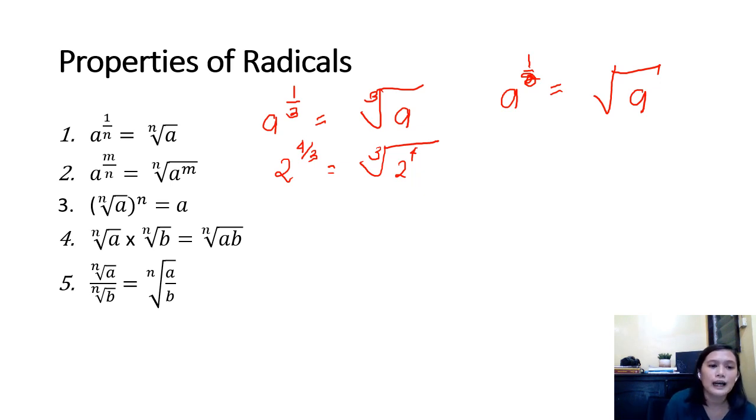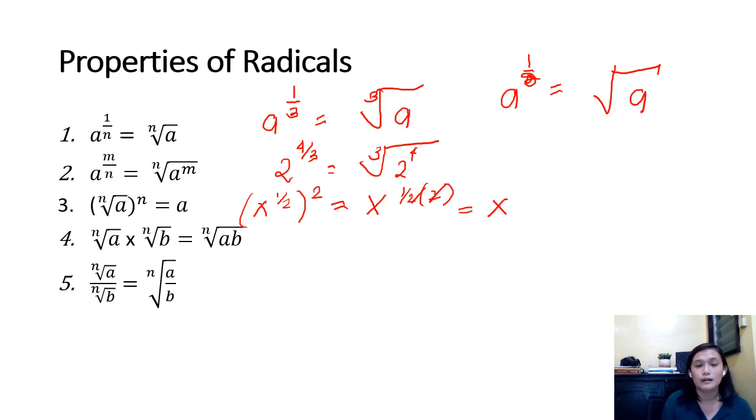And if you have the quantity nth root of a, raised to n, this is just simply a. So if you have x raised to 1/2, and then the quantity raised again to 1/2, this is just equal to x. When you do this, you need to multiply the exponents. So you have 1/2 times 2. We could cancel out the 2 here, so what remains is x raised to 1, so you just put x.